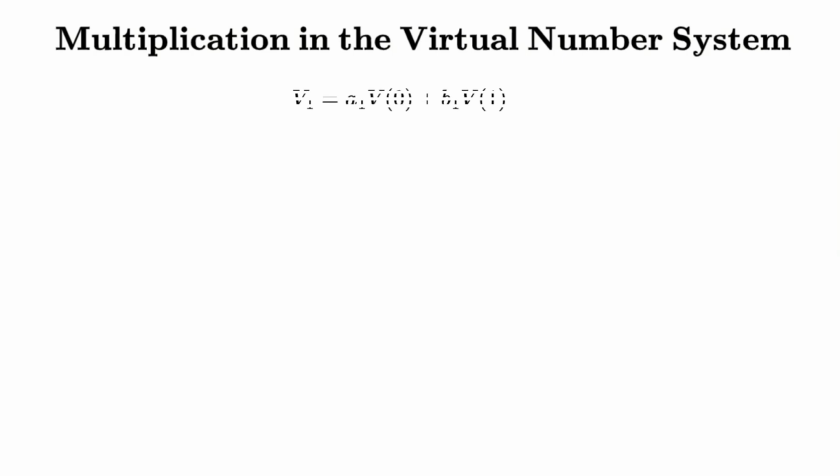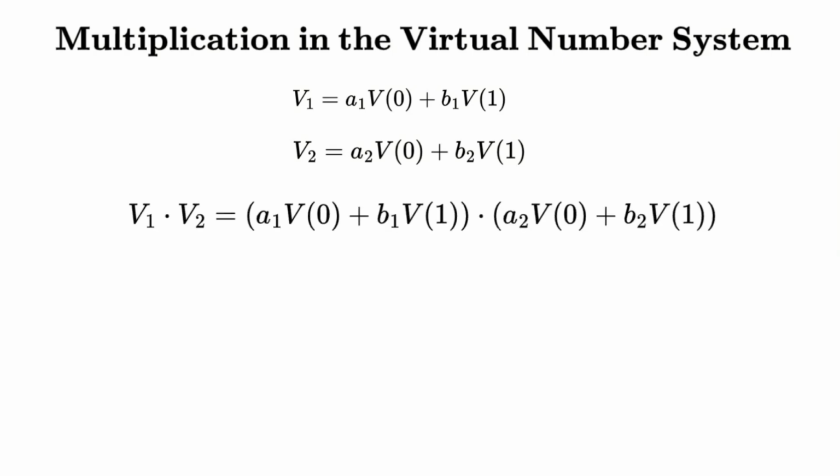Suppose we have v1 equals a1 times v of 0 plus b1 times v of 1, and v2 equals a2 times v of 0 plus b2 times v of 1. Their product, v1 times v2, is defined as v1 times v2 equals the quantity a1 times v of 0 plus b1 times v of 1, multiplied by the quantity a2 times v of 0 plus b2 times v of 1. Let's expand this step by step.